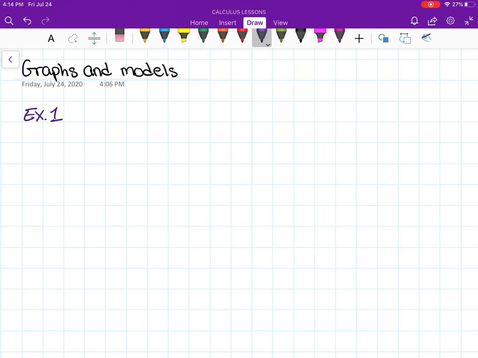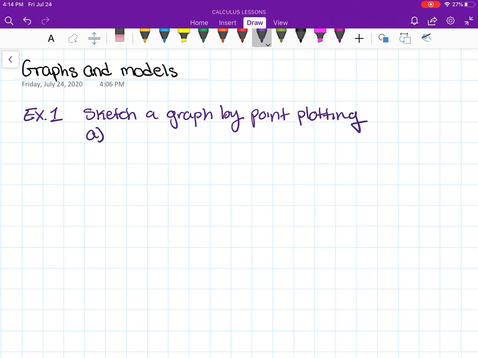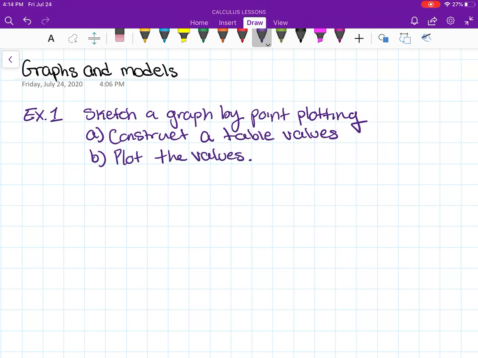So we are going to sketch a graph by point plotting. In order to do that, we are first going to construct a table of values, and then we will plot the values. So for this equation, we will go ahead and we'll use y is equal to x squared minus 2.